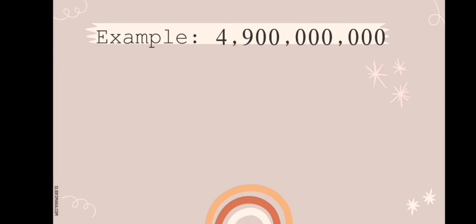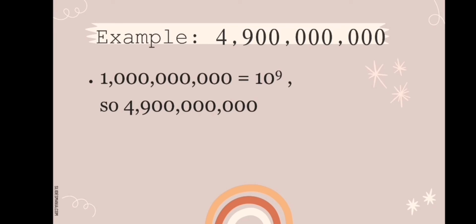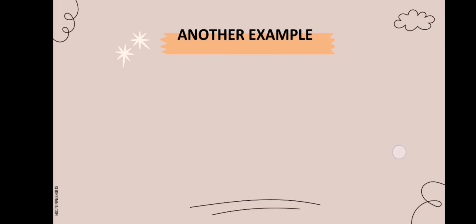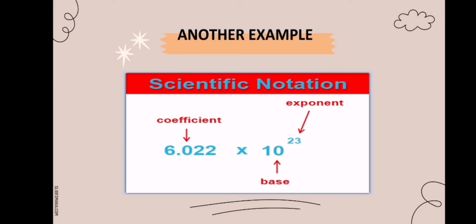Another example is we have 4,900,000,000. 1 billion is equal to 10 to the power of 9. So 4,900,000,000 in scientific notation is equal to 4.9 times 10 to the power of 9. Another example. So we have now 6.022 times 10 to the power of 23. So 6.022 is our coefficient and the base is 10, while the 23 is our exponent.